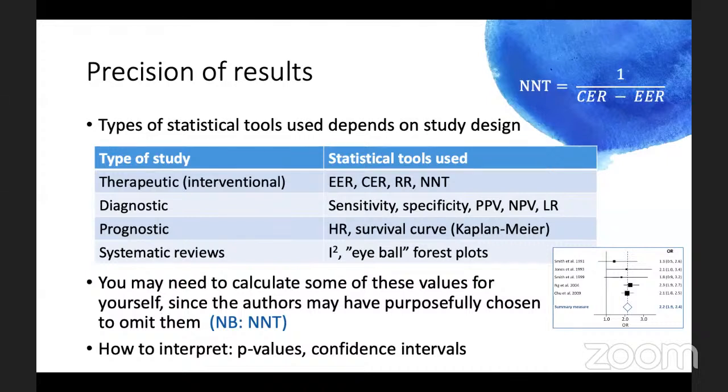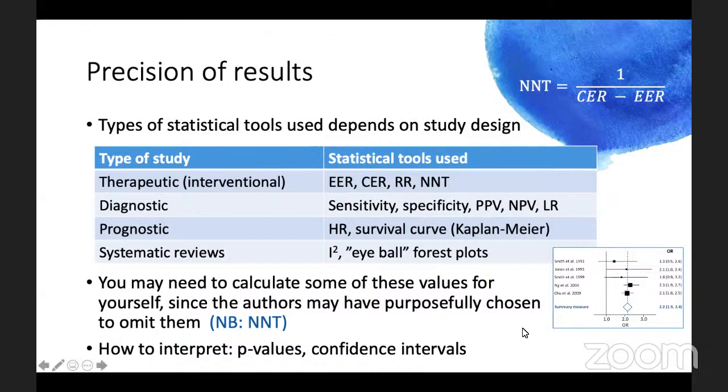And then the bar going across represents the confidence intervals. You can easily see here that the diamond shape represents the combination of all these together. So you can do an eyeball of this forest plot and see that there is a definite effect when we pull all of these results together.